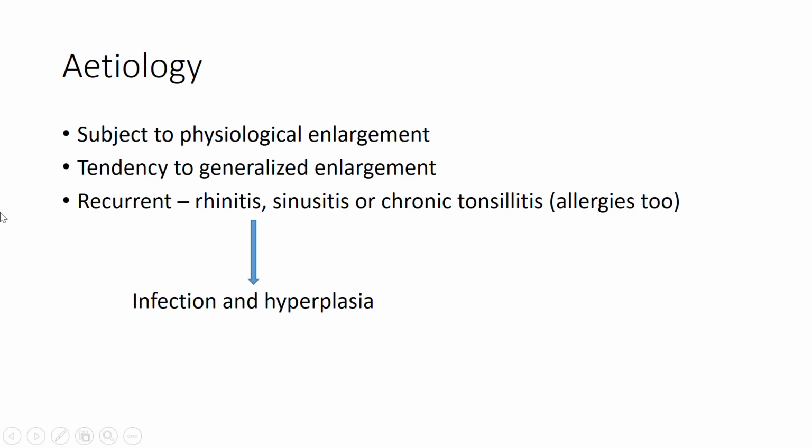So the causes can be recurrent rhinitis, sinusitis, or chronic tonsillitis. Even allergies of the upper respiratory tract can lead to the infection and enlargement of the adenoids. So these are the causes for the enlargement and infection or hyperplasia.